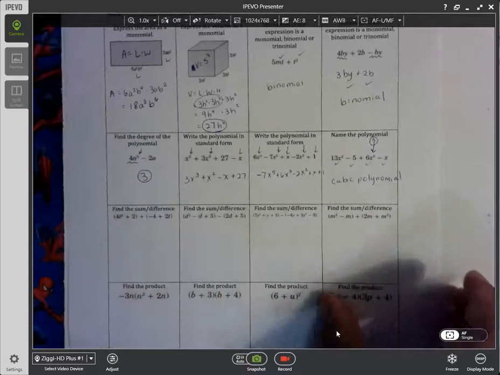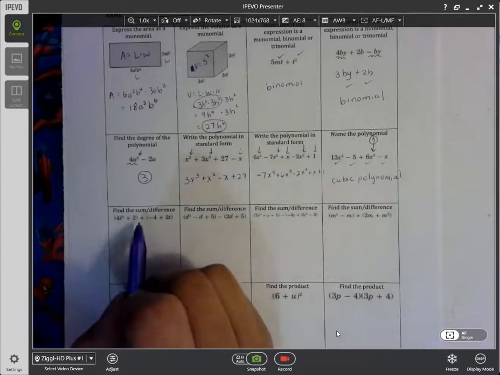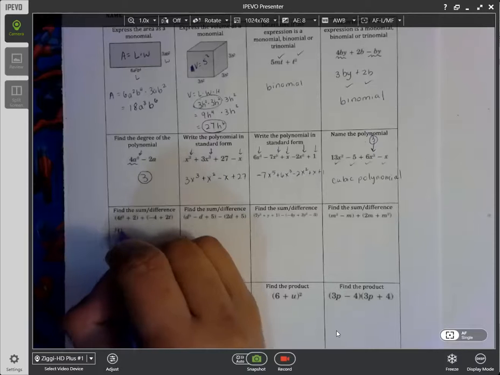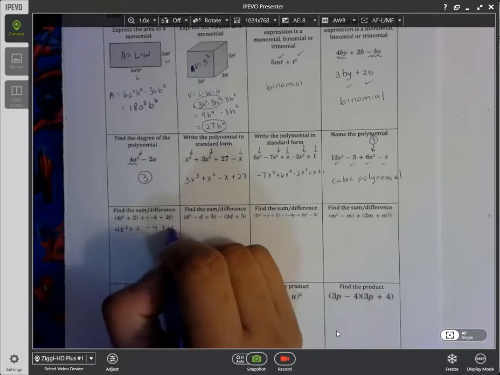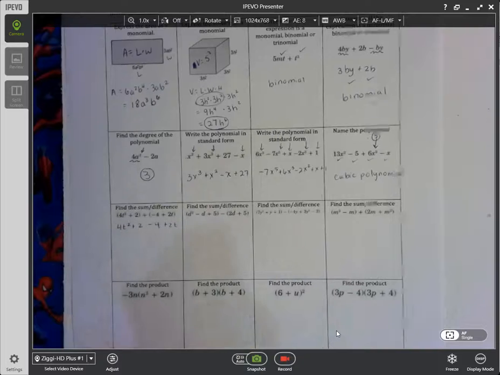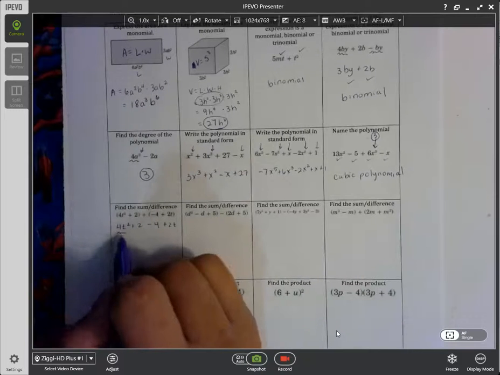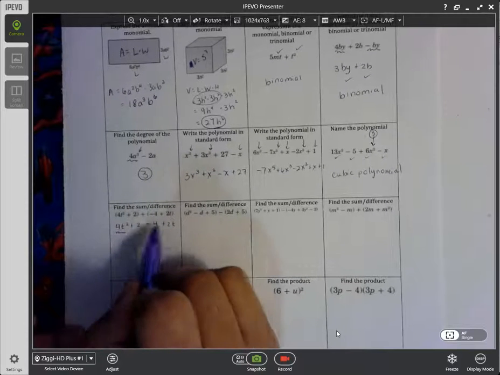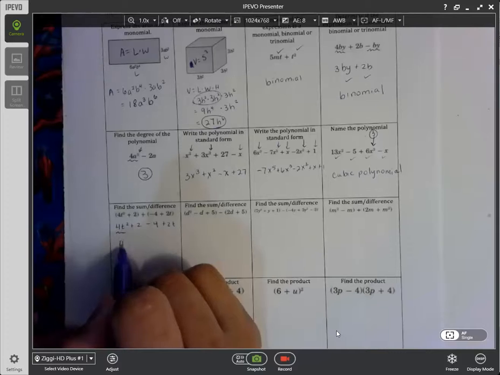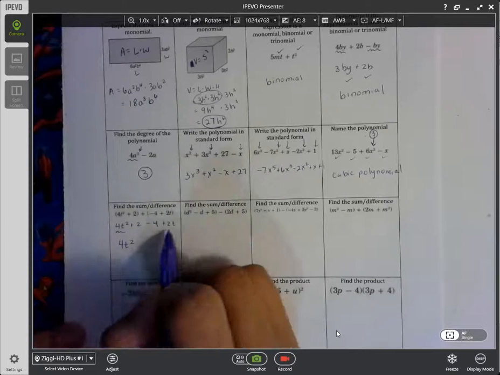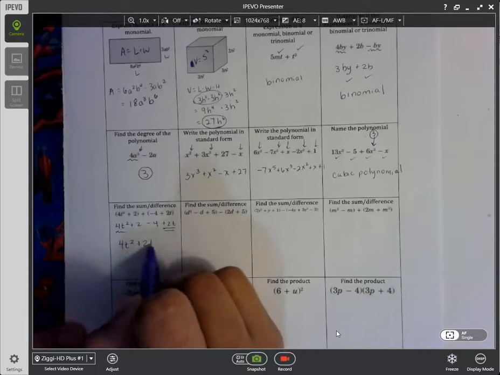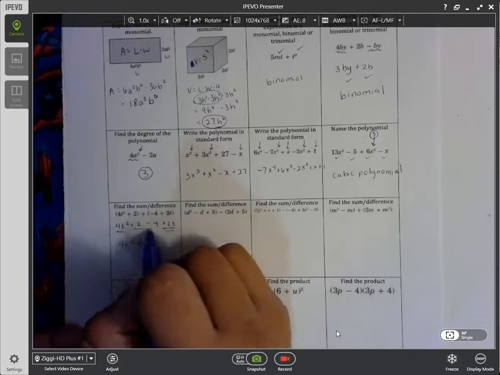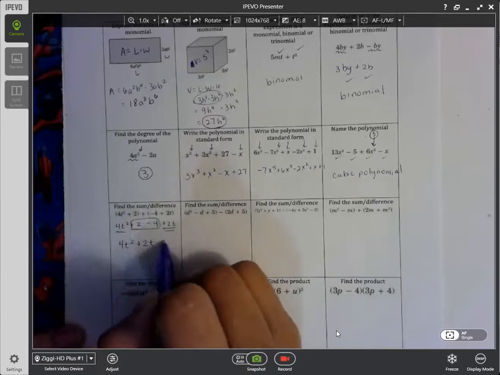Finding the sum and difference. This is a sum, so we're just going to drop those parentheses. And then we're going to combine like terms starting with the highest degree. This is t squared. There is no other term with a t squared, so this stays as t squared. This one has a t, nothing else has a t, so it's just going to remain as 2t. And these are like terms. This becomes minus 2.